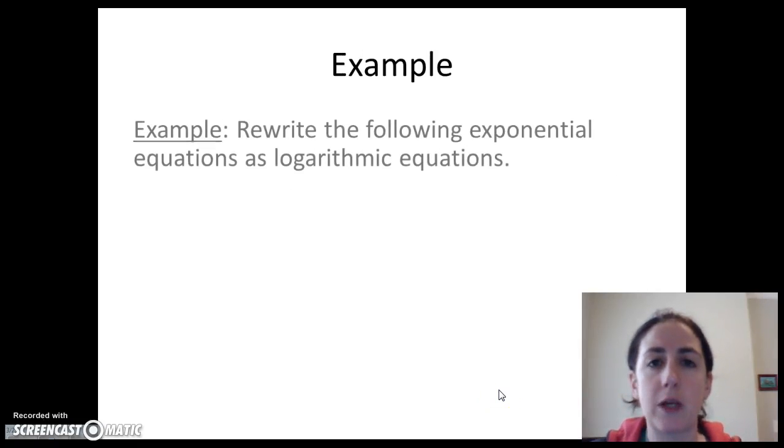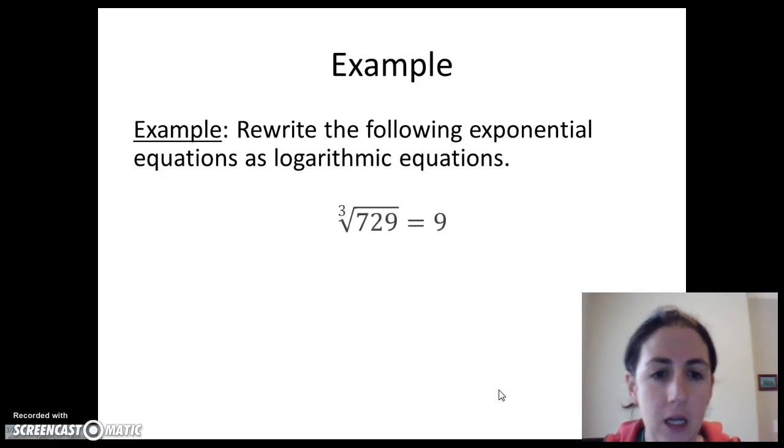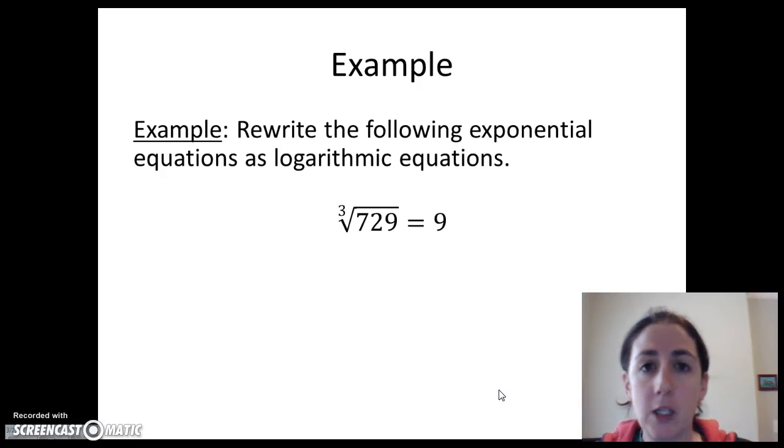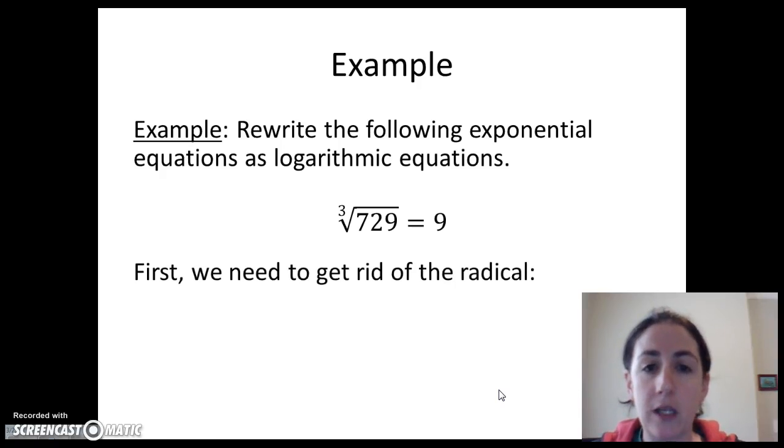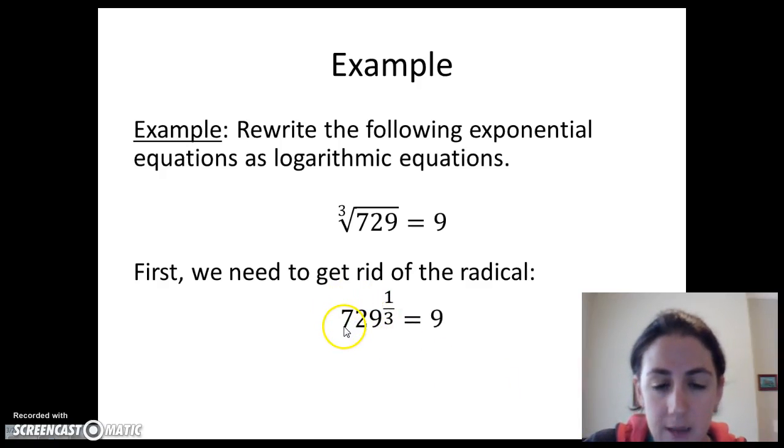So let's get some practice rewriting logarithmic functions as exponential and exponential functions as logarithmic. So what if we had the cube root of 729 equals 9? We want to write this as a logarithm. Well, first of all, to go back and forth between logarithmic functions and exponential functions, we have to have it in exponential form, which means we need to have a base raised to a power. Here we don't, we have a radical. So the first thing we need to do is get rid of that radical. Taking the cube root is raising to the 1/3 power. So now this is the base, this is the exponent, and this is the result.